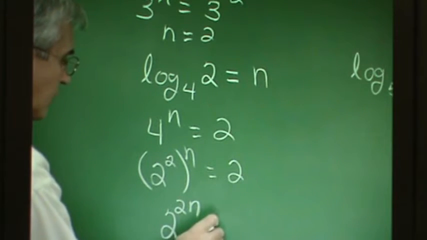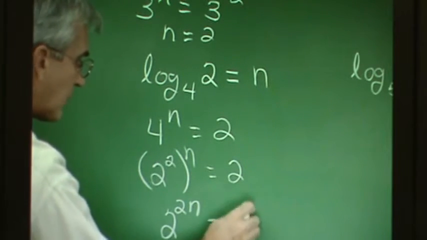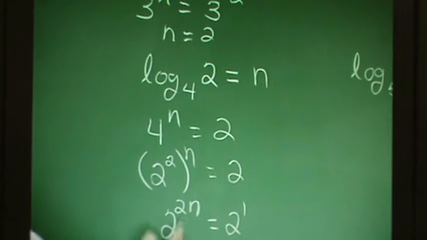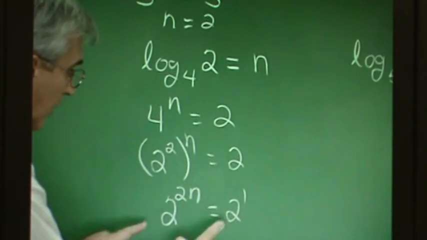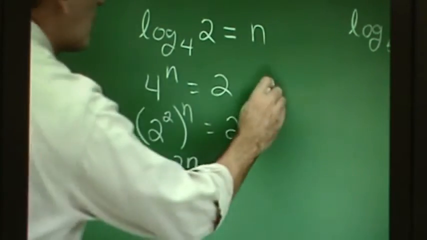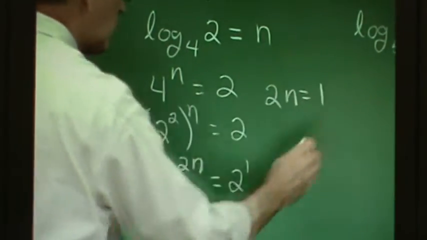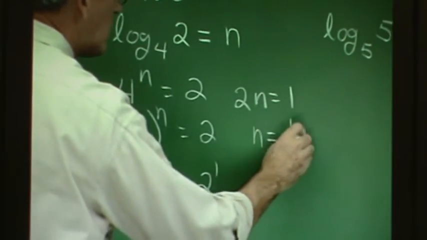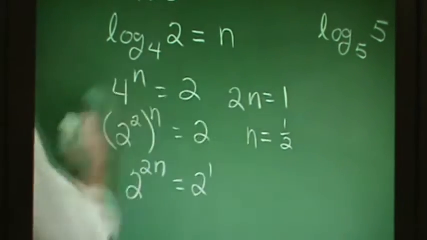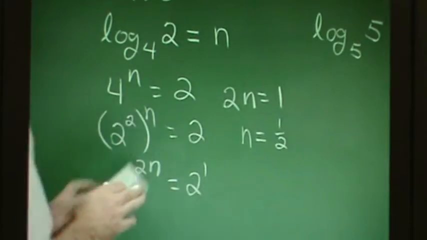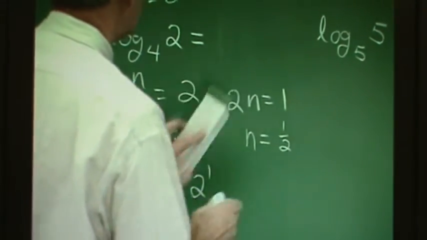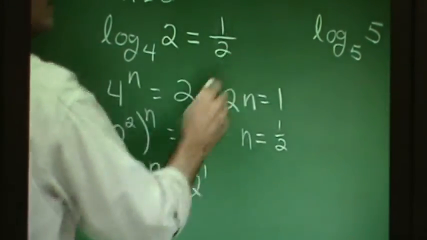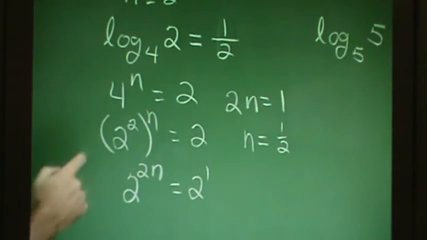So this is 2 to the 2n equals 2 to the understood 1. And now we can set the exponents equal to one another because those bases are alike. So we can say then that 2n is equal to 1. Dividing on both sides by 2, we find n to be 1/2. So the n here is 0.5 or 1/2. Now you might be thinking, well, gee, let's verify that. You may or may not be thinking about that, but let's verify that.